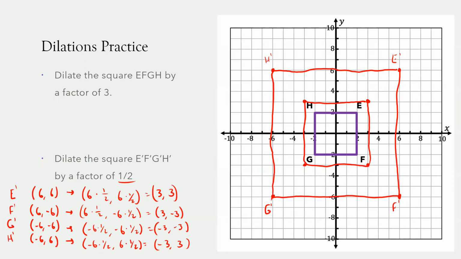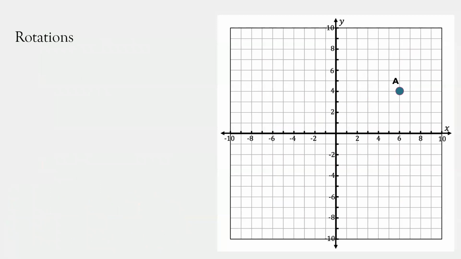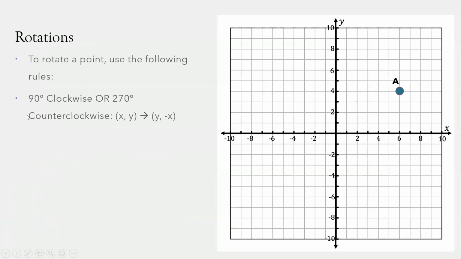Okay. So that was dilations. Like I said, dilations aren't too bad, but now we're going to get to rotations. And rotations are significantly more difficult. So everybody needs to make sure you write down the following rules for rotations. So to rotate a point, and again, we're always going to go around the origin, to rotate a point 90 degrees clockwise or 270 degrees counterclockwise, what you're going to do is take your x comma y, you're going to flip x and y, so these two are going to flip, and then the x will become negative.